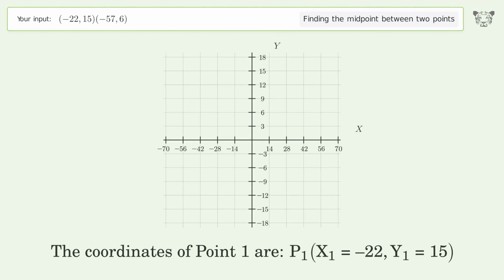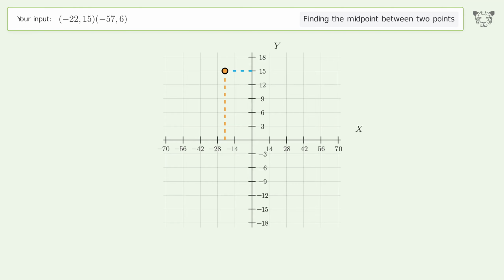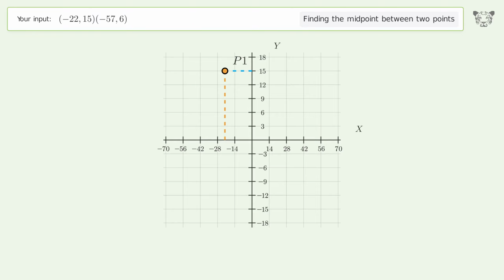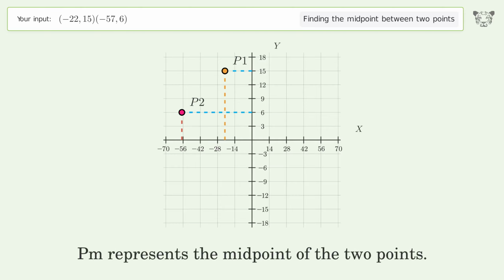The coordinates of point 1 are x1 equals -22, y1 equals 15. The coordinates of point 2 are x2 equals -57, y2 equals 6. PM represents the midpoint of the 2 points.